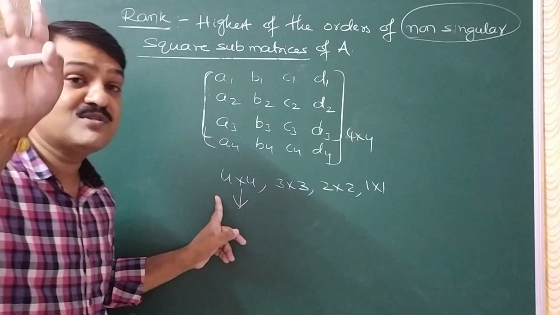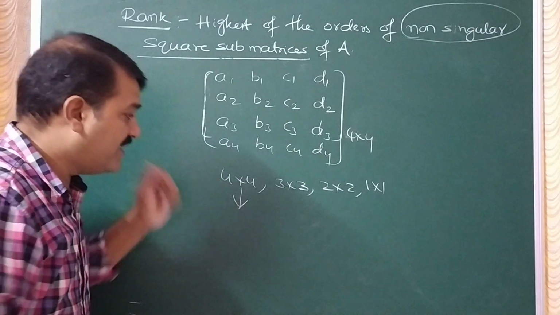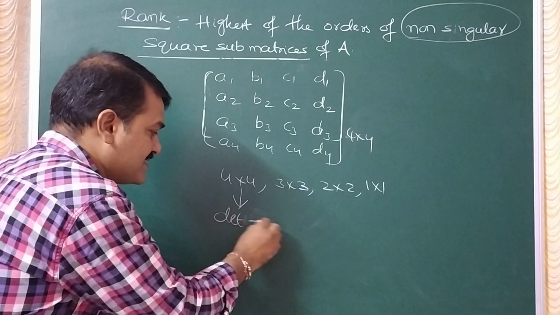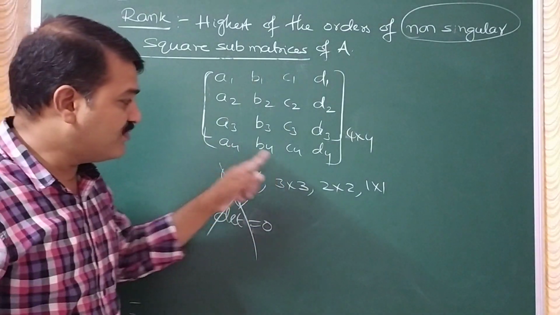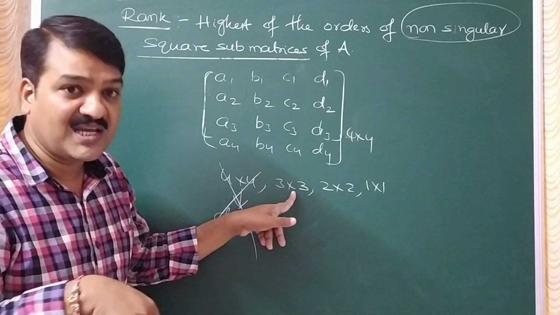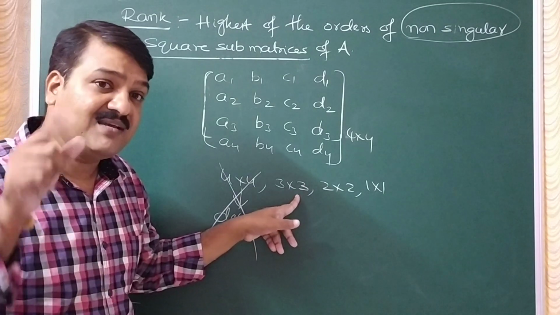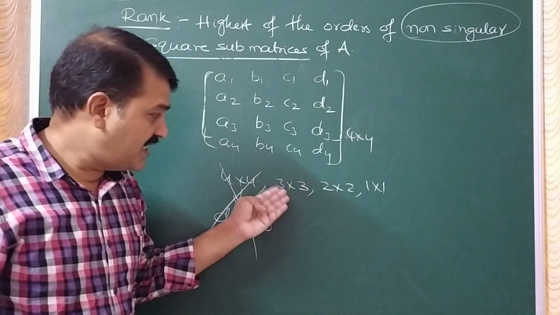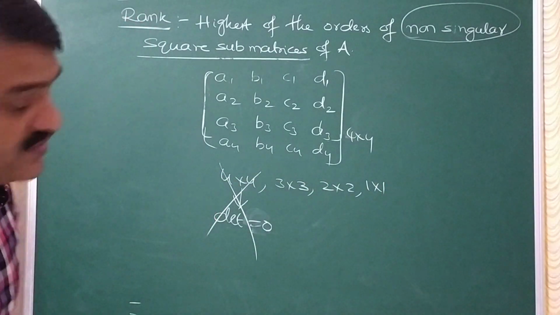Therefore, rank becomes 4 when this is non-singular. For example, if this determinant is 0, then rank cannot be 4. Then you have to search whether you can find a non-singular submatrix in this. If you can find a non-singular submatrix in this, rank will be 3. If you cannot find one, rank is not 3, then you will go to this. So this is the order in which we have to move. Okay.